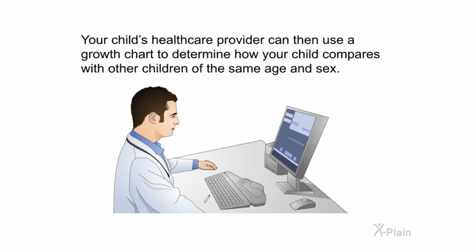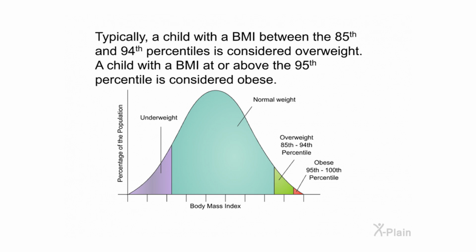Your child's healthcare provider can then use a growth chart to determine how your child compares with other children of the same age and sex. Typically, a child with a BMI between the 85th and 94th percentiles is considered overweight. A child with a BMI at or above the 95th percentile is considered obese.